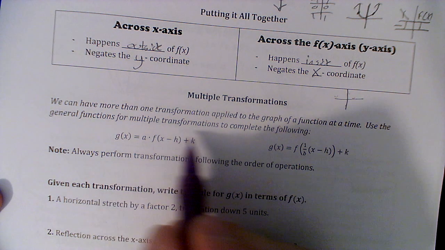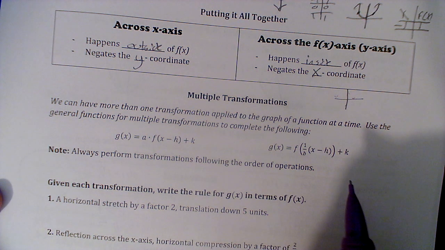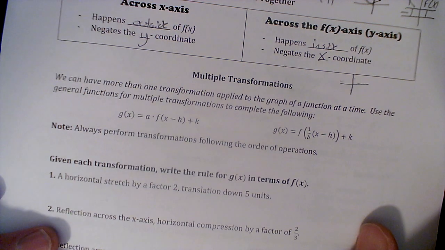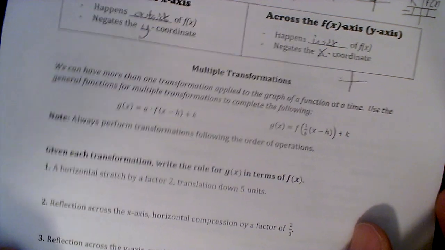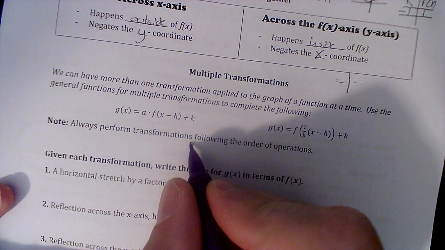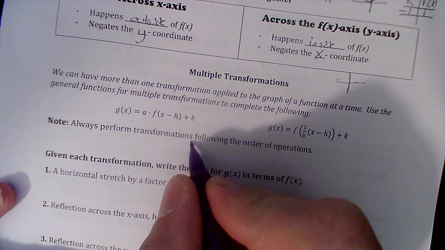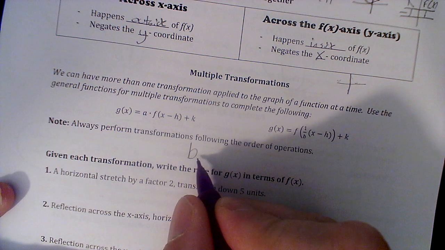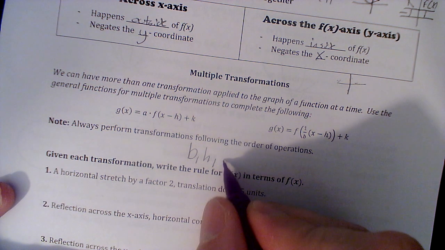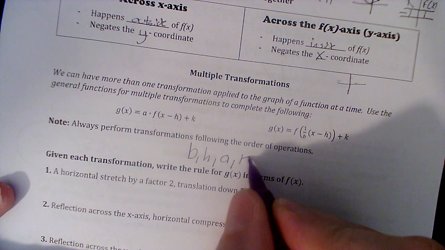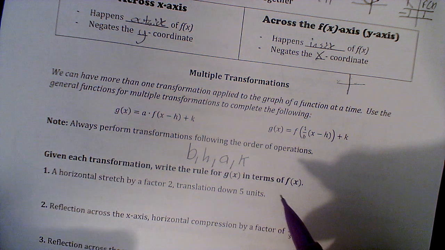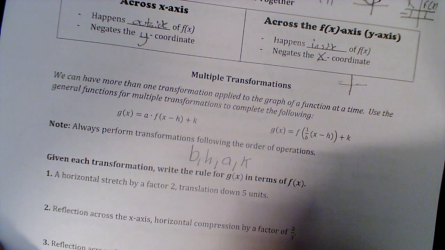Use the general functions to multiply the transformations to complete this. Alright? Note, always perform transformations in the following order. Alright? There's beautiful ways to do it, but this is the way I would recommend. And I'm actually going to show you it a little bit different when we do it in class, but B happens first, then H, then A, and then K. And I'll show you that. We'll talk about that. I usually do it a little bit different, but that's the order that you'll never mess up on. Alright?